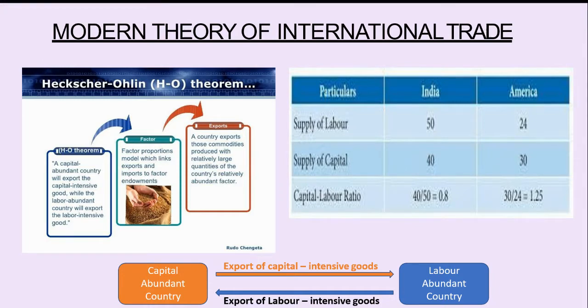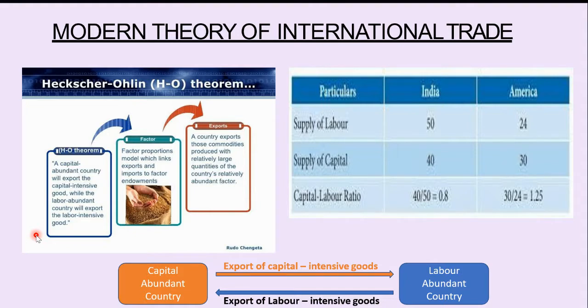The modern theory of international trade was developed by Swedish economist Heckscher and his student Ohlin in 1919. That's why it is called the Heckscher-Ohlin theorem, the HO theorem. It was developed by Swedish economist Heckscher and a student, Bertil Ohlin, in 1919. This model was based on the Ricardian theory of international trade.